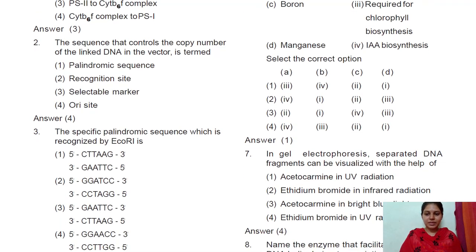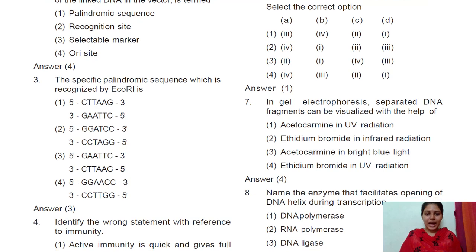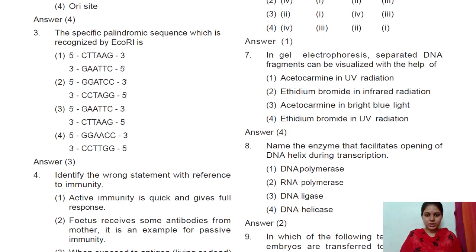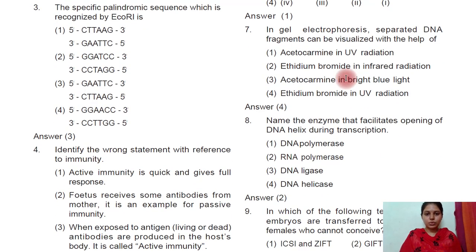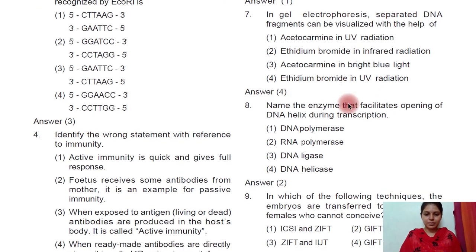Question number 7: in agarose gel electrophoresis, they have just said gel electrophoresis, but it's well known that it is agarose gel electrophoresis, the separated DNA fragments can be visualized. We already know that ethidium bromide, which is a mutagen, is always observed only under ultraviolet radiation. So the option is 4. 4 is the right answer.